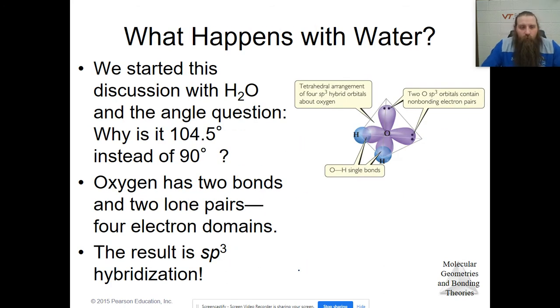So let's go back to water, right? We started this question with water. We said, why is it not 90 degrees? Why is it 104.5? Well, you've got two bonds and two lone pairs. So this gives me 1, 2, 3, 4 potential places for electron domains. Looking back at that chart, if I have 4 electron domains, 2 bonding and 2 non-bonding, then I have a bent molecule, and this matches the sp3 hybridization, which is something that we would expect to see there.